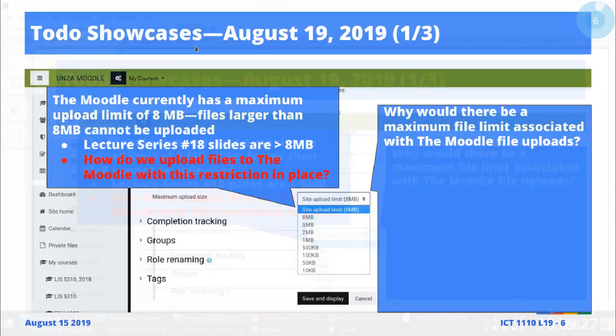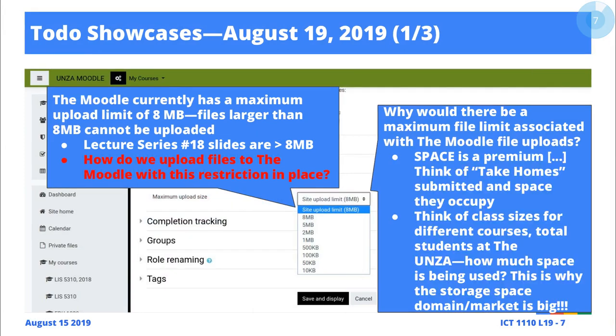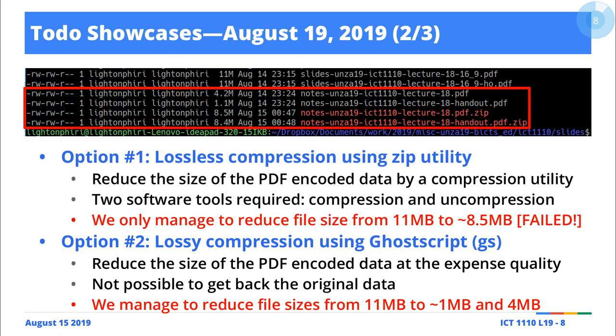Something else I thought I would mention is that when faced with the challenge, we now know there are a couple of options. In my case, slide number 18 is too large to fit into Moodle. Why? Because the total size is 11 megabytes, both the one-up slides and the four-up slides. I can't upload them to Moodle, so what do I do?